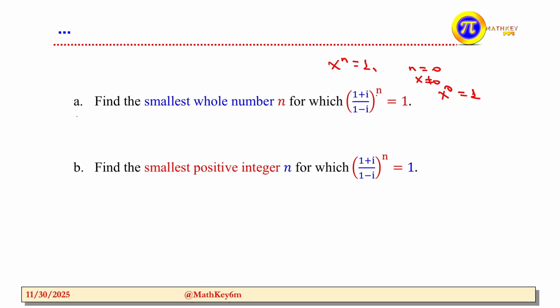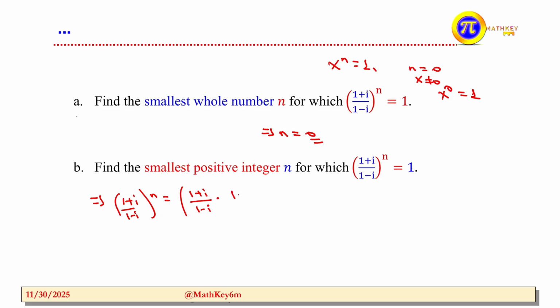So 1 plus i over 1 minus i is different from 0 and to the power of n is equal to 1. What is the value of n? If it is a whole number, nothing is done. It's simply n is equal to 0. In case of the second, that means find the smallest positive integer n for which this is equal to 1. In this case, (1 plus i) divided by (1 minus i) to the power of n, let's try to simplify this. This is 1 plus i divided by 1 minus i, and to make the denominator a real number, multiply both by the conjugate of the denominator as we did before.